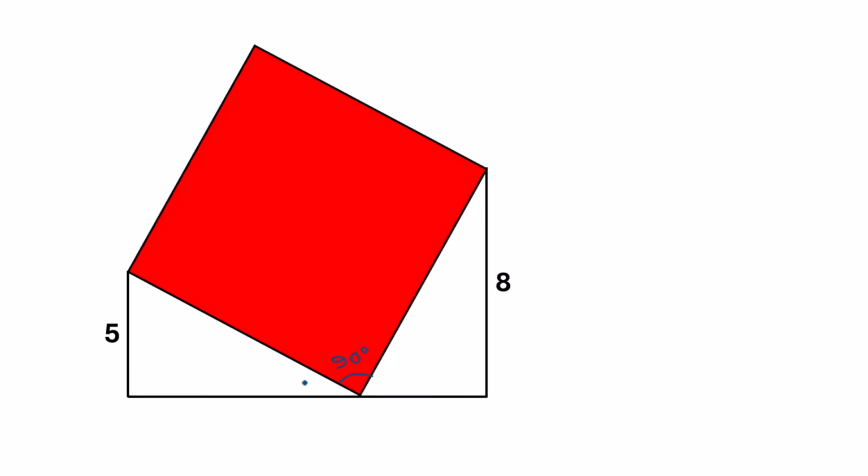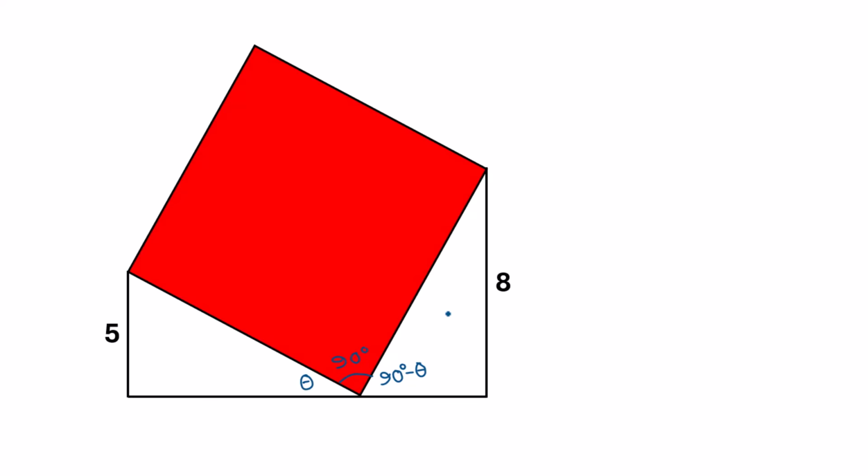Consider this angle is theta. As this is 90 degrees, the sum of these two angles will be 90 degrees. As this is theta, this angle will be 90 degrees minus theta, so that if we add this theta and 90 degrees minus theta, the theta and negative theta will cancel, so it will be 90 degrees.